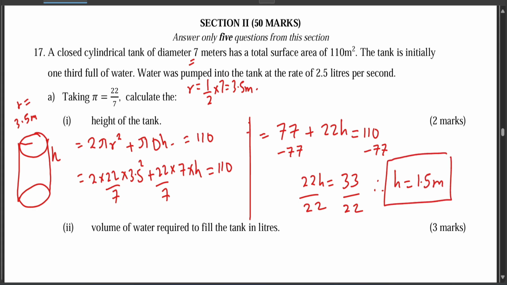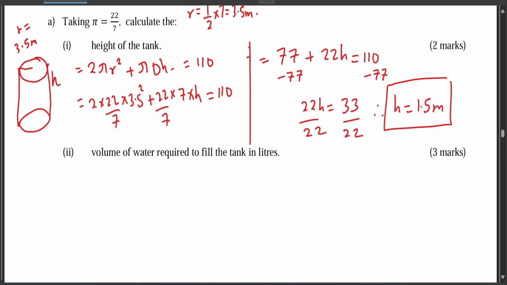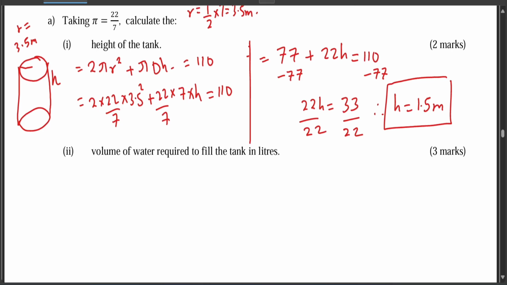It's not that difficult. Okay, now let's go to Roman 2, which the question is asking to find the volume of water required to fill the tank in liters. Now, volume is given by, volume of water required to fill the tank in liters. So volume is given by pi r squared height, right?